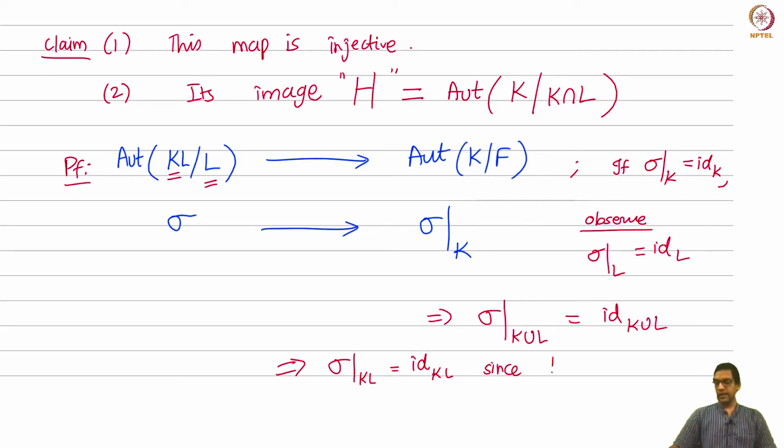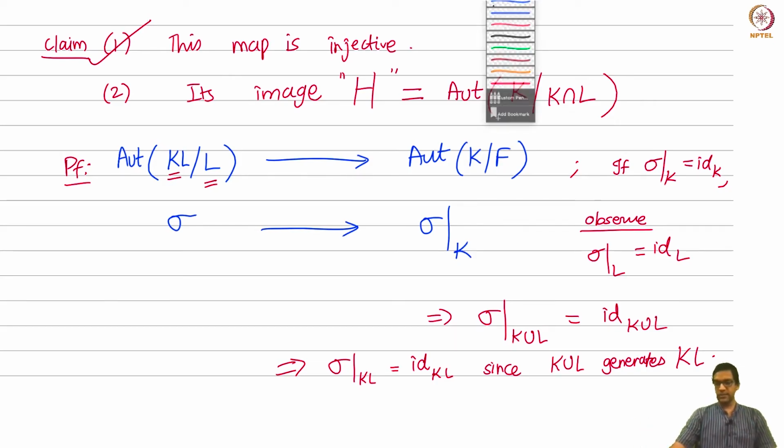Since K union L generates KL. Okay, so that's all you need to show injectivity. So the first claim is done. If sigma restricted to K is identity, then sigma on KL itself is identity. Now the second claim is slightly trickier. So let's try and prove that.